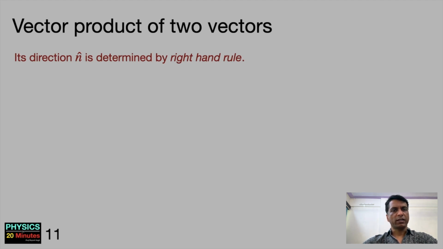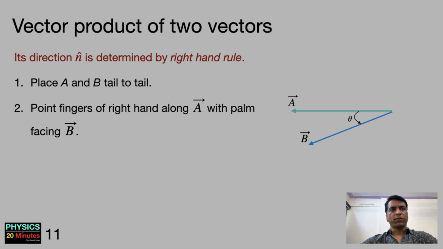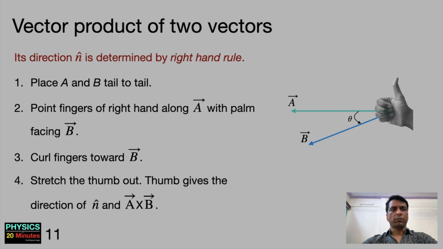Let's see what is right hand rule. Place the two vectors A and B tail to tail. So I have vector A and I have vector B. Put them in a way that their tails join together. Let theta be the angle between them. Point the fingers of right hand along vector A with palm facing towards B and then curl the fingers towards B. Stretch the thumb out. Thumb gives you the direction of n cap and A cross B.